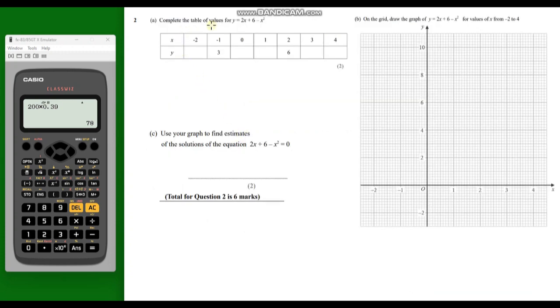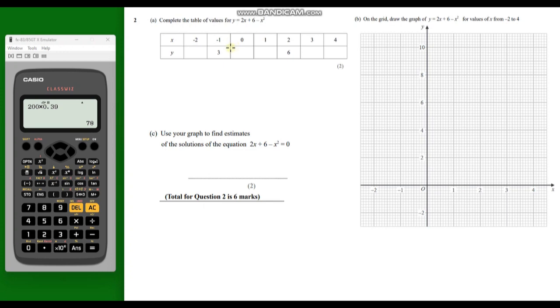Question 2. Complete the table of values for y equals 2x plus 6 minus x squared. Now, with your calculator, there's a really cool tool that you can use, which will give you a table of values. So you may already know, but it might be completely new to you. And I'm not saying use it.